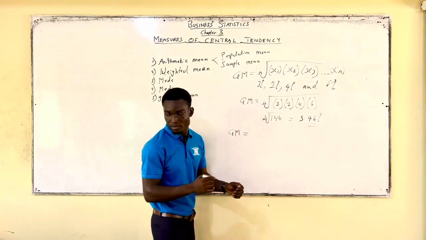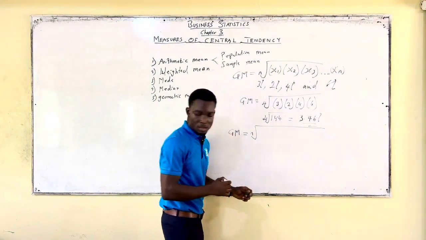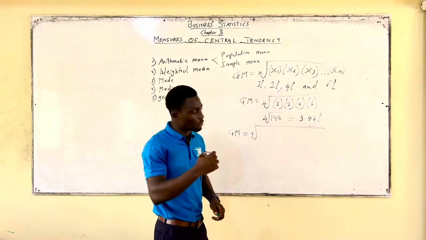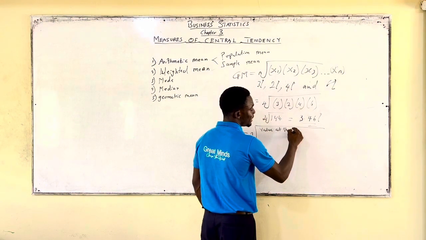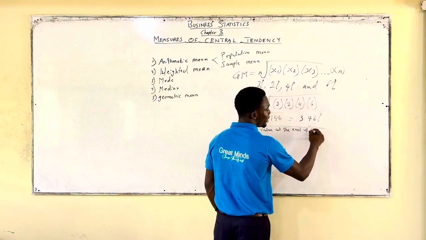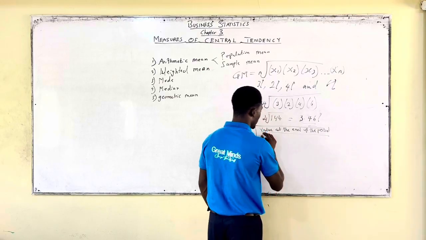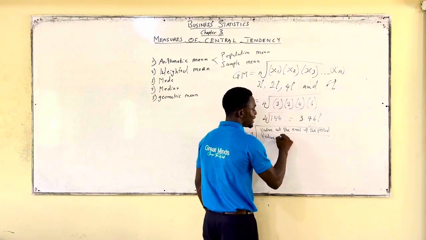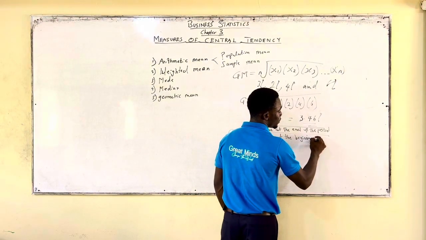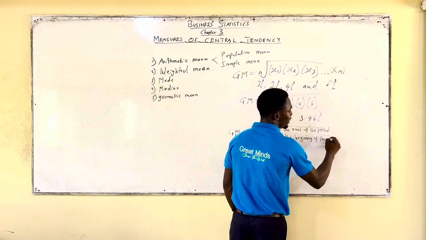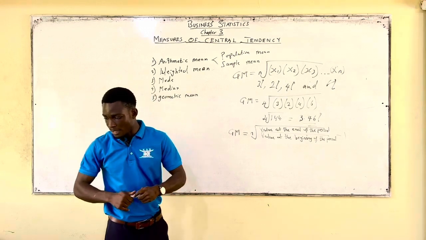is equal to the nth root of the value at the end of the period divided by the value at the beginning of the period, minus 1. Okay, minus 1.